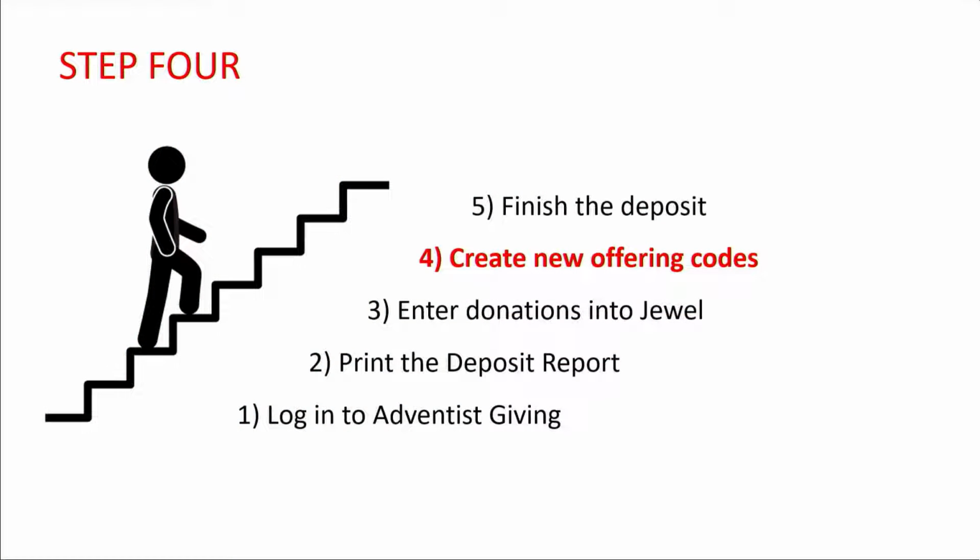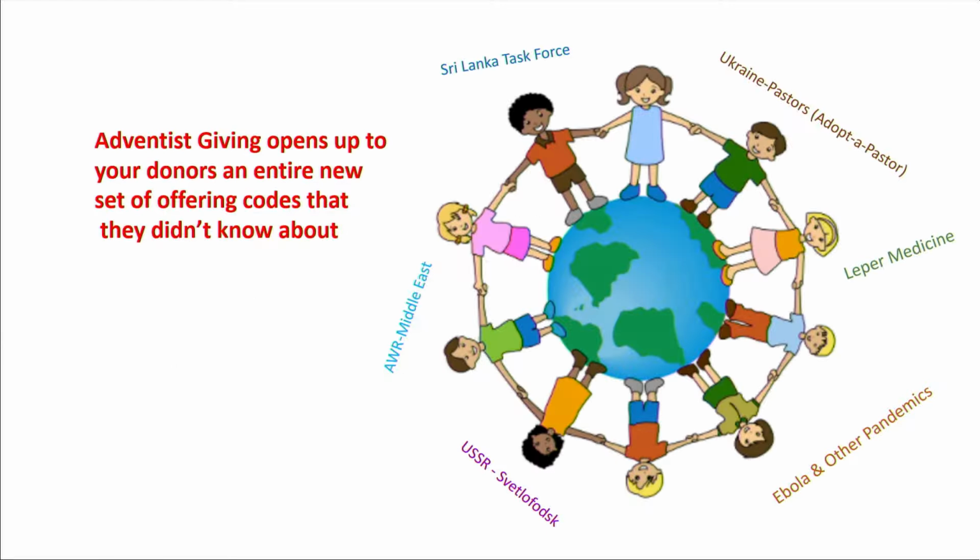On to step 4, creating new offering codes in Jewel. So why would new offering codes be needed more often when my church is using Adventist giving? Well, because Adventist giving opens up to your donors an entire new set of offering codes that they didn't even know about, including 280 World Offering Codes and 24 Georgia-Cumberland Conference codes.